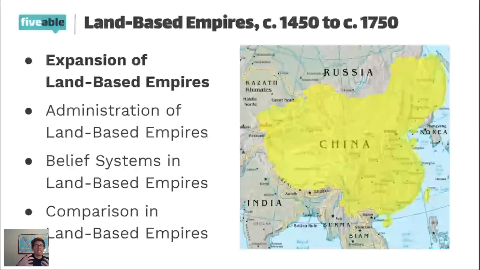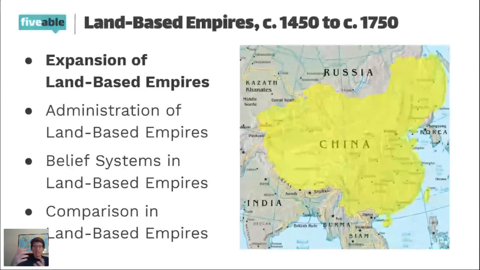So first, let's talk about the expansion of land-based empires. In this time period, this occurs in large part thanks to that gunpowder I talked about a little bit ago. And so oftentimes we label some of these land-based empires as gunpowder empires. The Mughal Empire, for example, the Safavid Empire, or the Ottoman Empire, they kind of get this term gunpowder empires. And there are others too. You can look at the unification of Japan, and that's due in large part to the use of gunpowder.